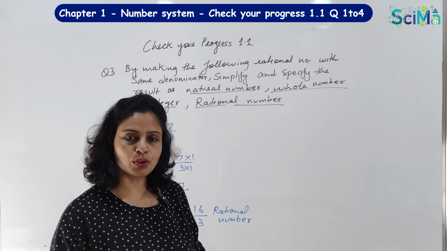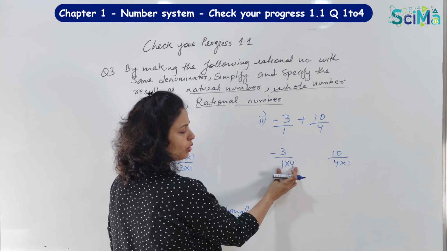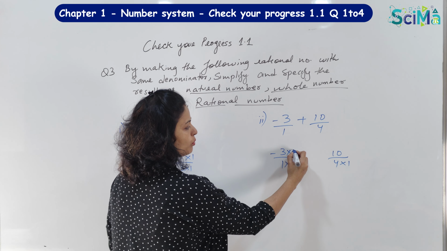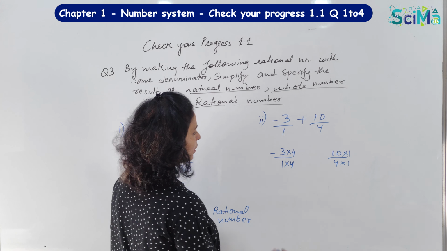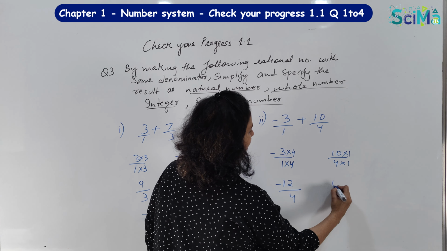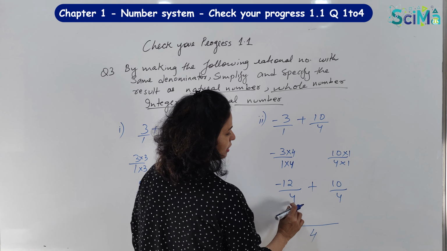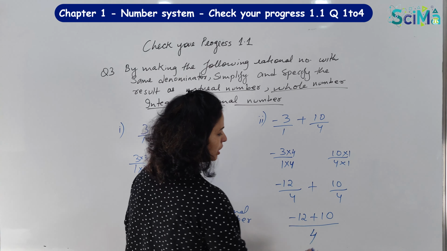The second question is minus 3 plus 10 by 4. Again here minus 3, you can write as minus 3 by 1. Now if I want to convert this into the same denominator, I multiply by 4 here and get 4 as the denominator. To get the equivalent form I multiply the numerator also with 4, and 10 also into 1. So here I get minus 12 by 4 and here 10 by 4. This is addition, so LCM of 4 and 4 will be 4 only, minus 12 plus 10.